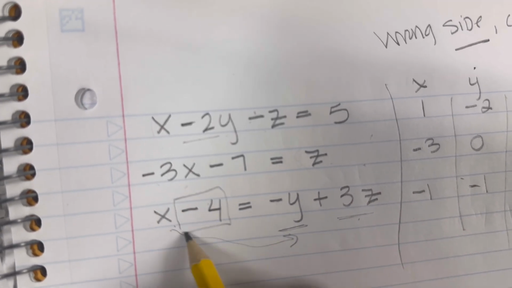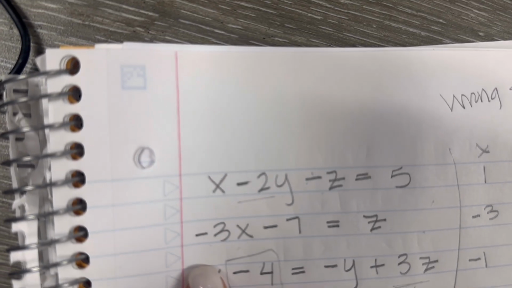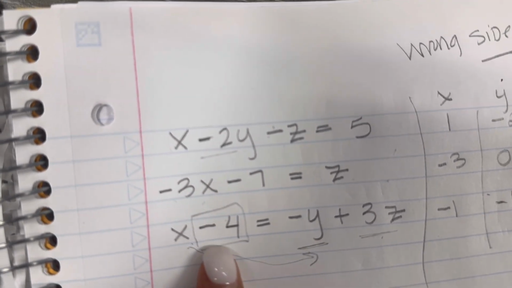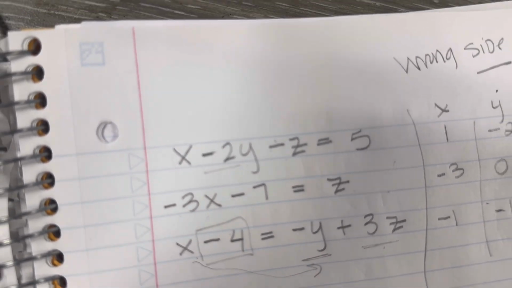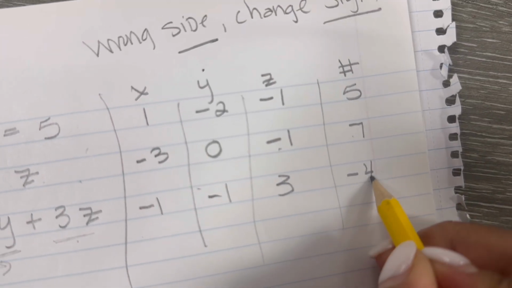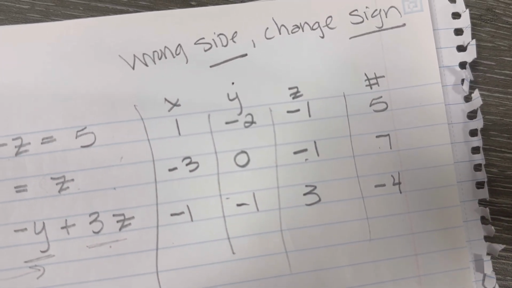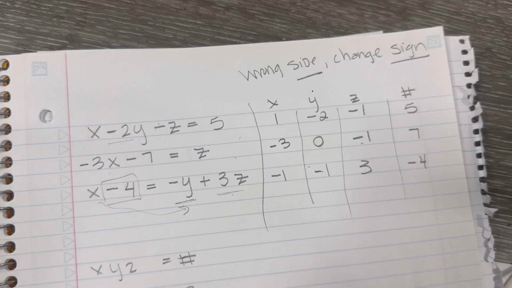Keep this negative 4 right where it is because we moved this x. So now the negative 4 is by itself on one of the sides. So it's fine how it is. Bam. Okay, so that's how you do the matrix. How do you put it in your calculator though? Let's try it.